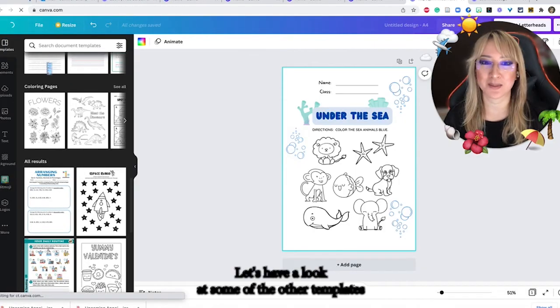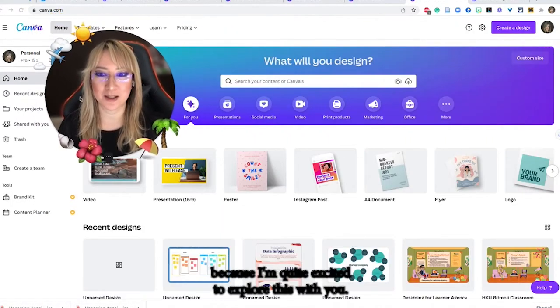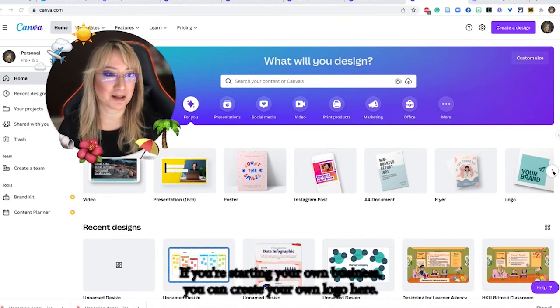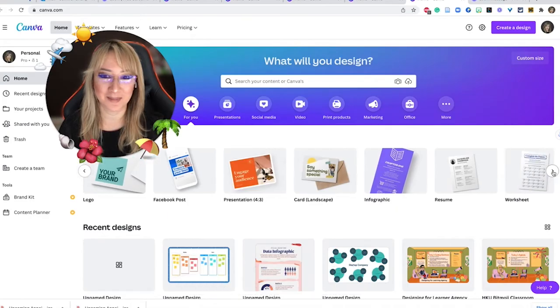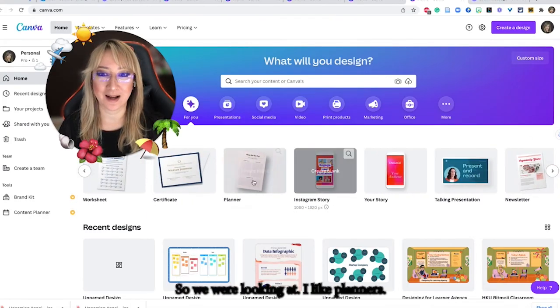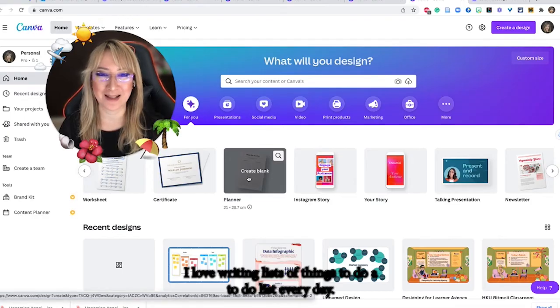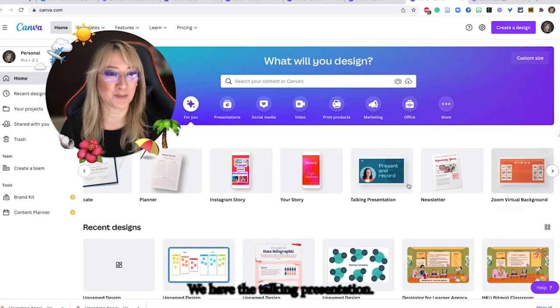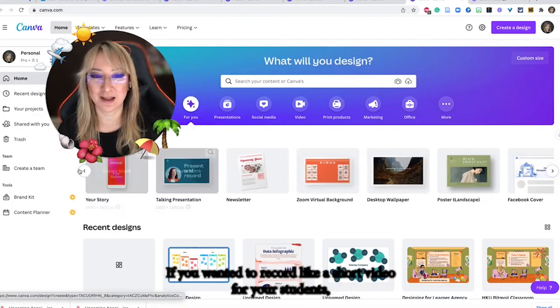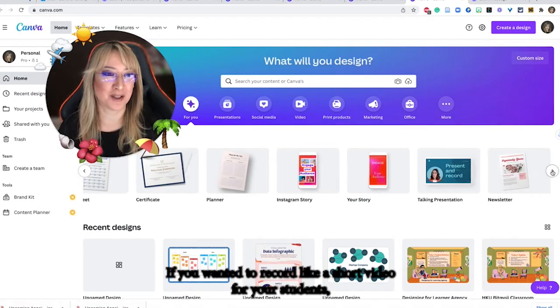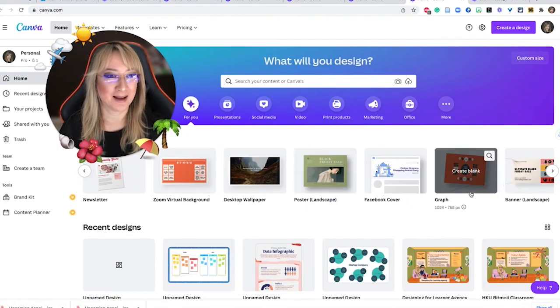Okay, let's have a look at some of the other templates because I'm quite excited to explore this with you. If you're starting your own business, you can create your own logo here. What else do we have? So we were looking at, I like planners. I love writing lists of things to do, a to-do list every day. And we have the talking presentation, if you wanted to record a short video for your students.